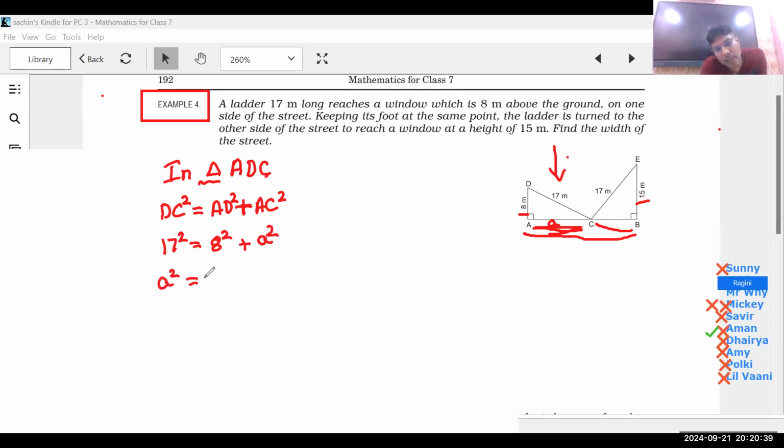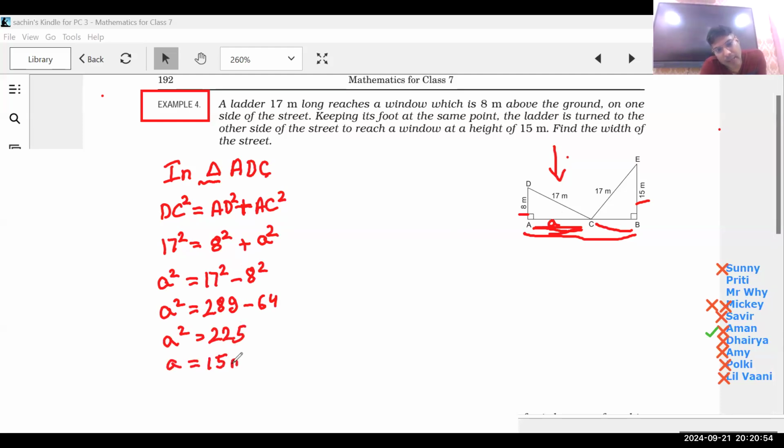So A square is equal to 17 square minus 8 square. So A square is equal to 289 minus 64. So A square is equal to 225. A is equal to 15. Did you understand or not, guys? Now same way in triangle CBE.